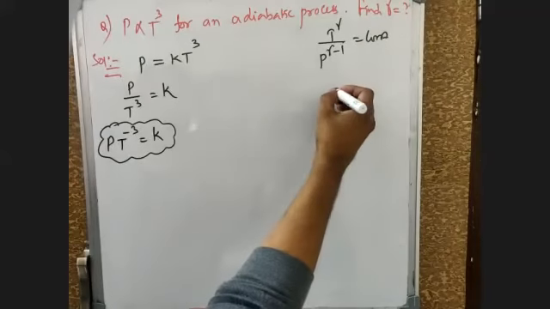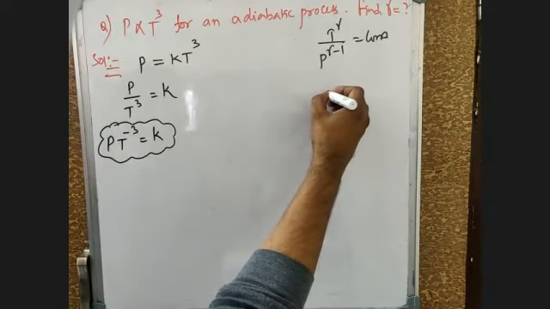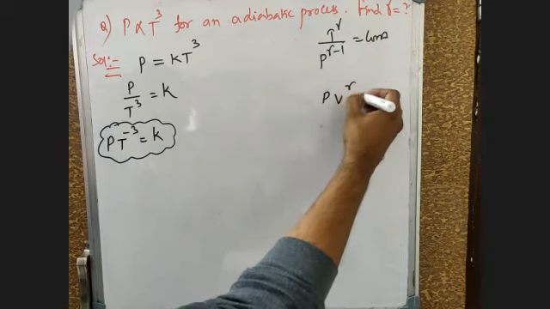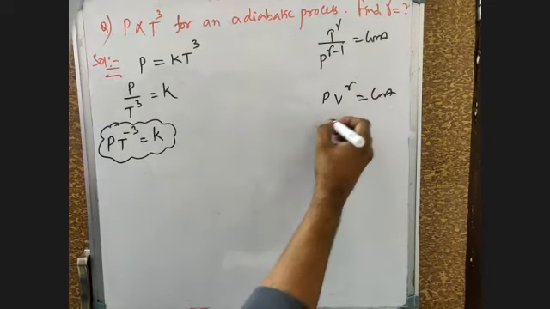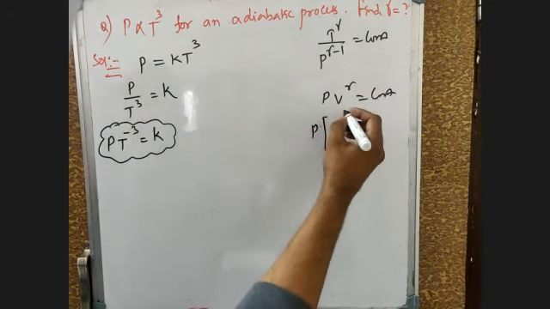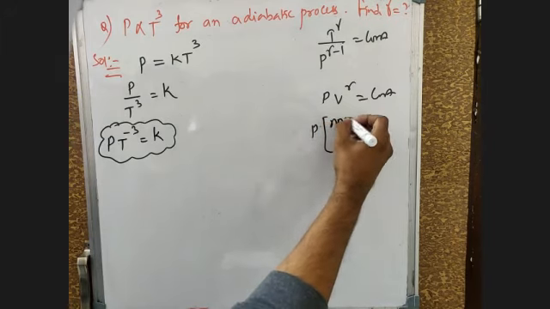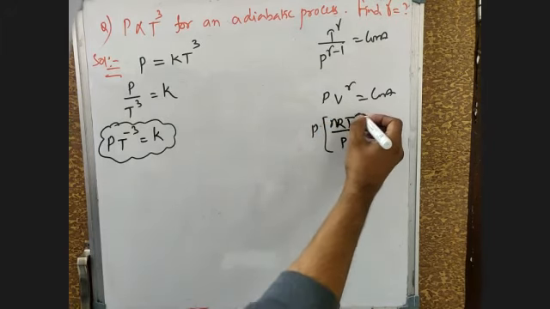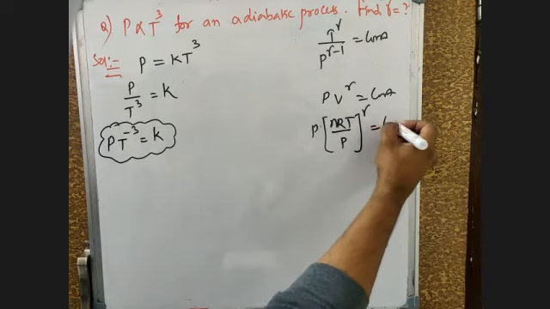Sir, because when you wrote all the 3 formulas on the board, you wrote like that. No, actually the relation is what I have taken right now here. This is PV to the power of gamma is equal to constant, right? We derived it. So in the place of volume, what we have written? nRT divided by P to the power of gamma is equal to constant, isn't it?